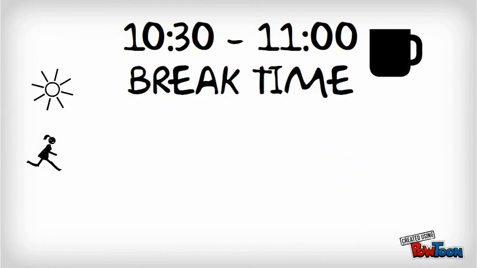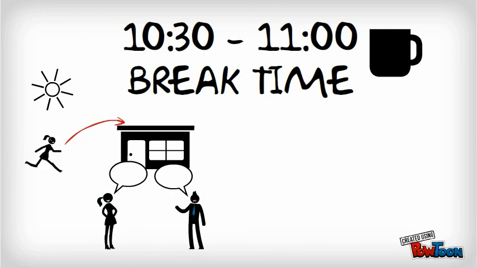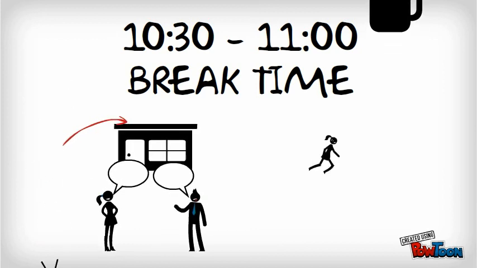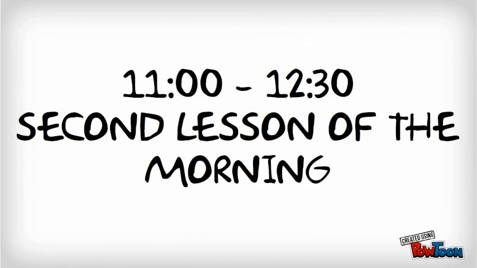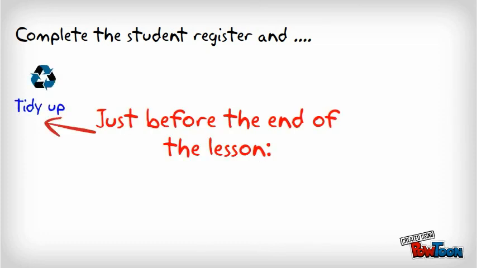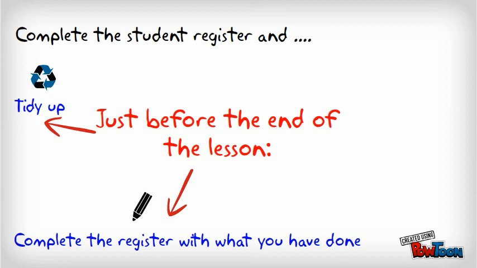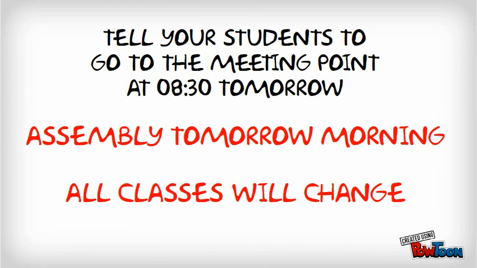Grab a cup of coffee, stretch your legs, or go back to the teacher's room. Also have a quick chat with your teaching partner to pass on any important information. As you're swapping rooms with your teaching partner, remember to give plenty of time to get set up. Before you start, check the student register first, and also remember to finish a few minutes early to tidy up, fill in the box in the register with what you've just done, log out of your Gmail account, and turn your projector off. Also tell your students to go to the meeting point tomorrow at 8:30.